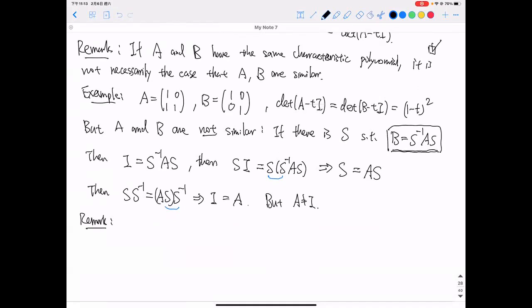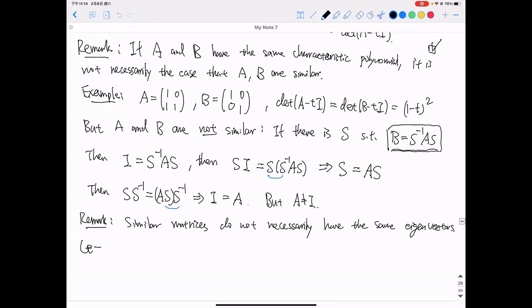Here's another remark. Similar matrices do not necessarily have the same eigenvectors. We've just shown that they have the same eigenvalues, but the corresponding eigenvectors don't have to be the same. So more precisely, we can see this as follows.